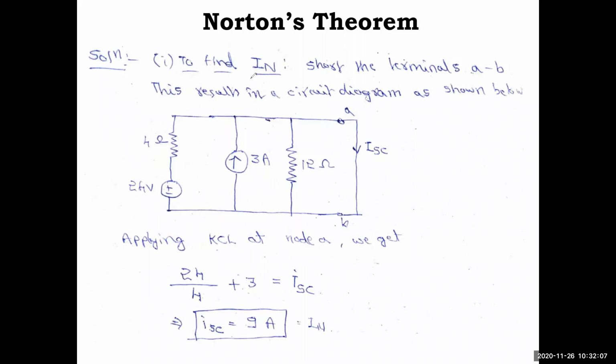Hope you have noted down the question. To find IN, short the terminals AB. This results in a circuit diagram as shown below. Write down the network one more time, and now short the terminals AB. Don't do that in the question itself; write it once again, otherwise you will get confused. This current from A to B is called ISC.